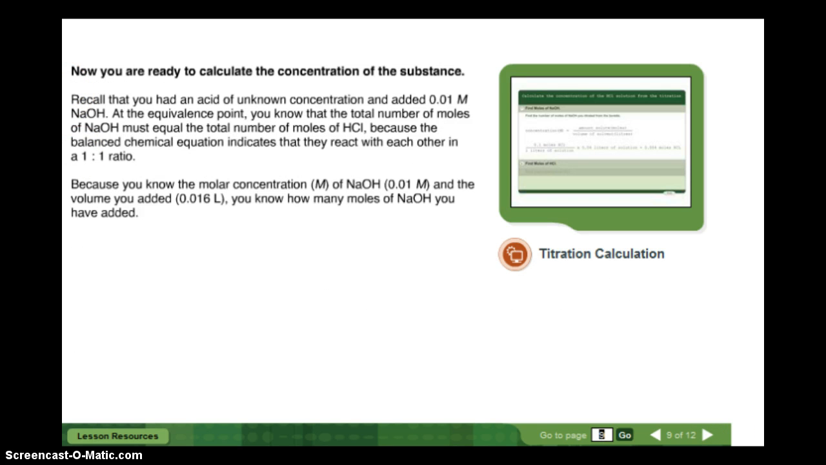Now you are ready to calculate the concentration of the substance. Recall that you had an acid of unknown concentration and added 0.01 molar sodium hydroxide. At the equivalence point, you know that the total number of moles of sodium hydroxide must equal the total number of moles of hydrochloric acid because the balanced chemical equation indicates that they react with each other in a 1-to-1 ratio and it's neutral. Because you know the molar concentration of sodium hydroxide is 0.01 molar, and the volume you added is 0.016 liters or 16 milliliters, you know how many moles of sodium hydroxide you have added.